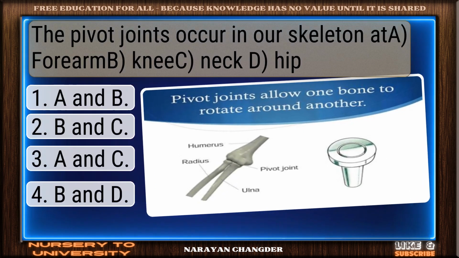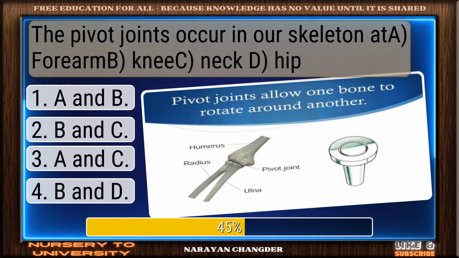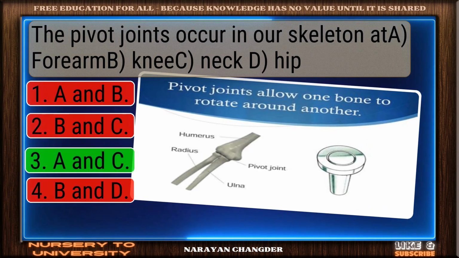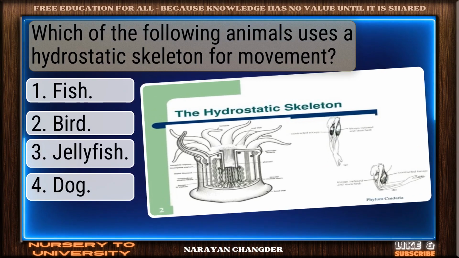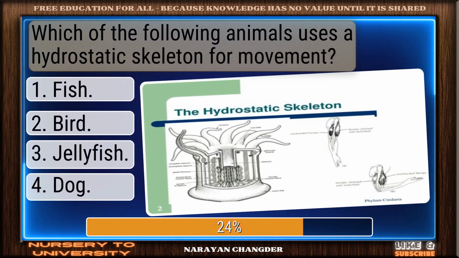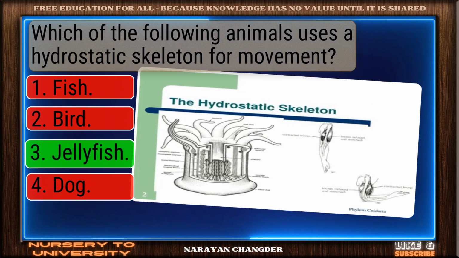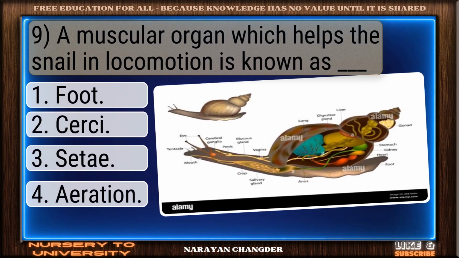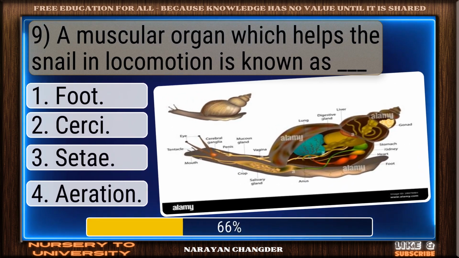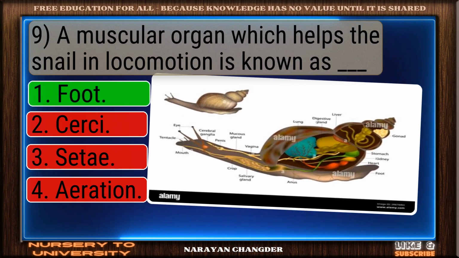The pivot joints occur in our skeleton at: A. forearm, B. neck, C. neck, D. hip. Clear logic. Your choice A and C is sound and 100% true. Which of the following animals uses a hydrostatic skeleton for movement? Valid point. Jellyfish is true. A muscular organ which helps the snail in locomotion is known as dash. Sharp thinking. Foot is the right choice.